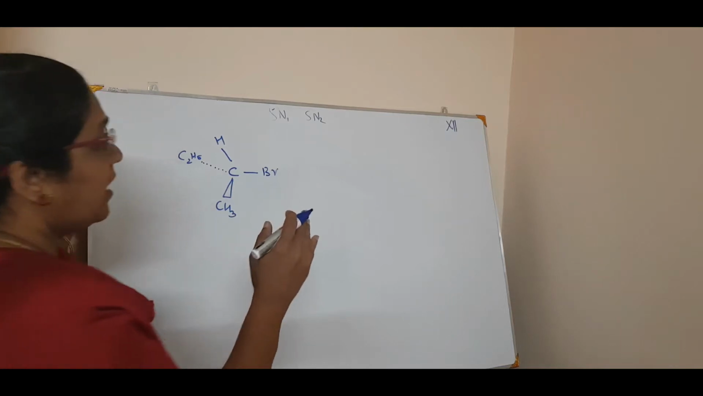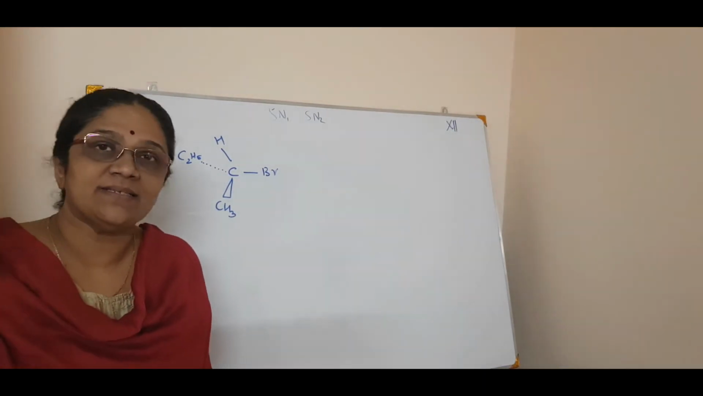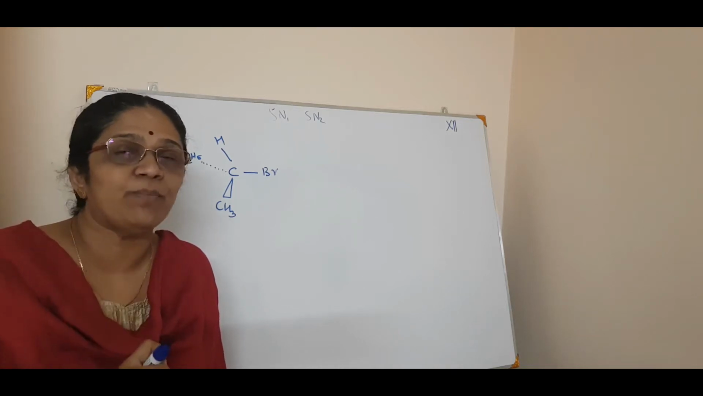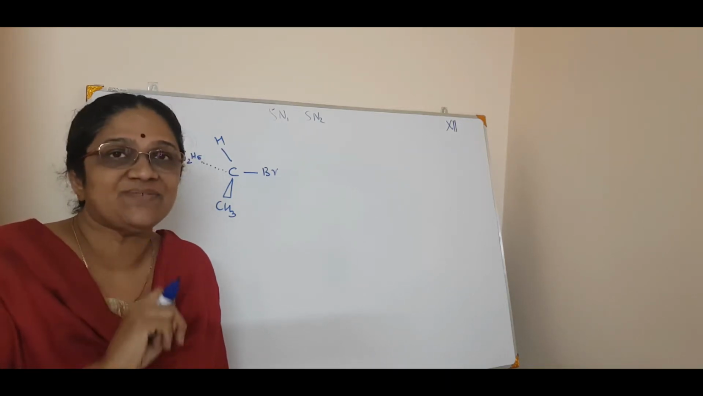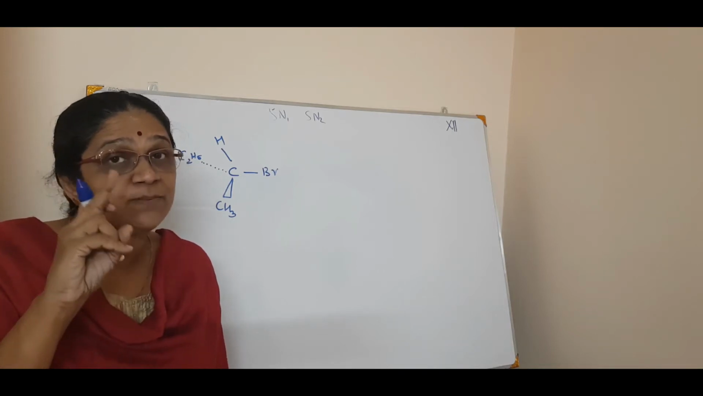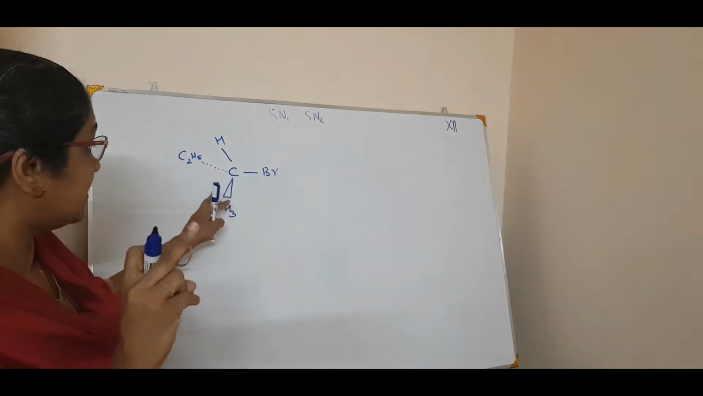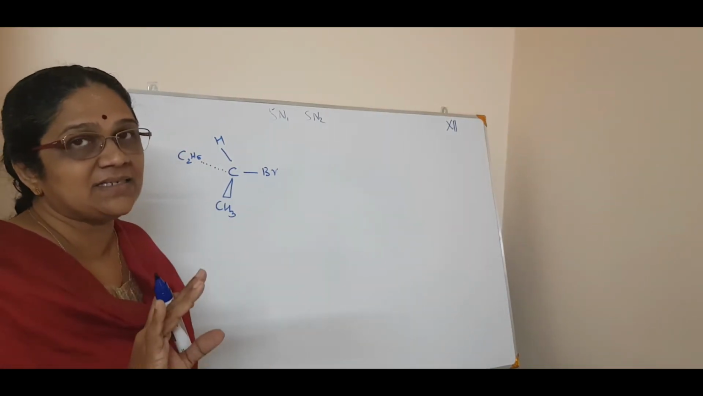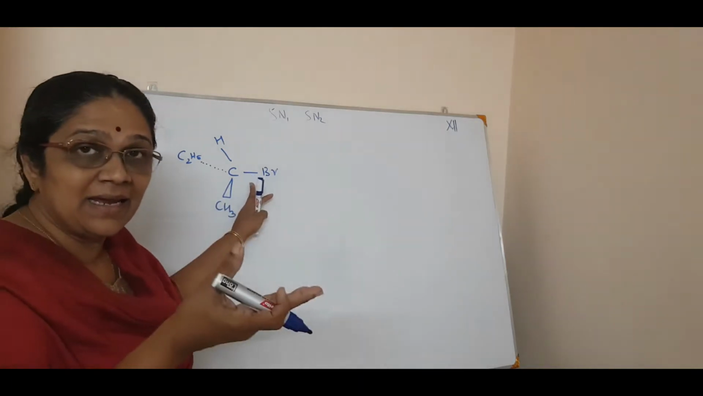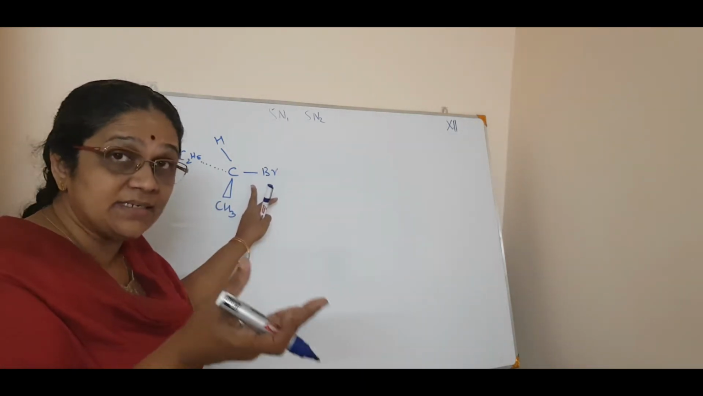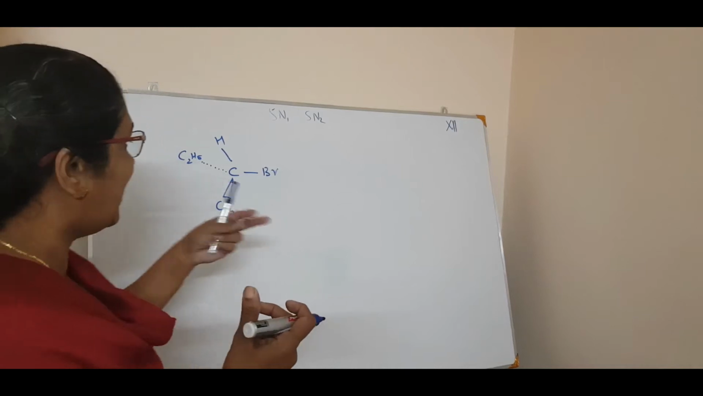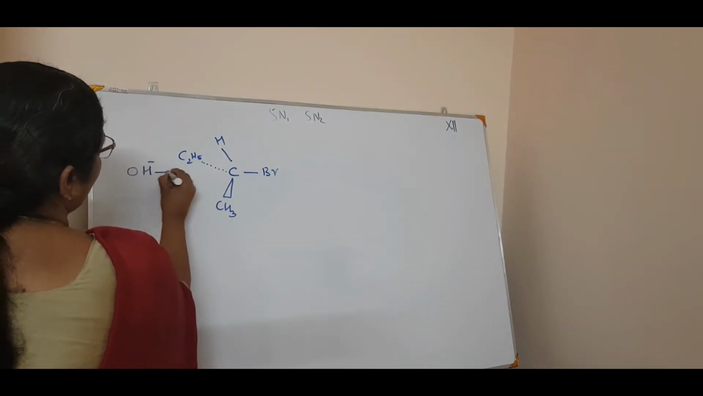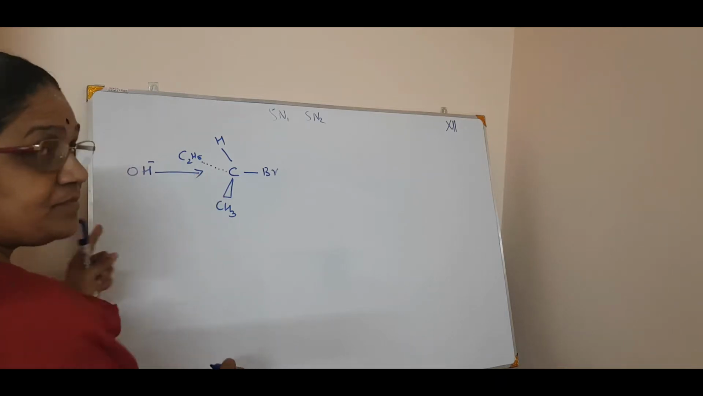So what will happen? You know what the SN2 mechanism is. It is a one-step process. No intermediate is formed in between, only a transition state. SN2 means bimolecular, so the kinetics depends on the concentration of both reactants, that is the optically active alkyl halide and the nucleophile. So where does the nucleophile come from? The nucleophile will come like this. If it is an OH minus nucleophile, it will come like this. And what happens?